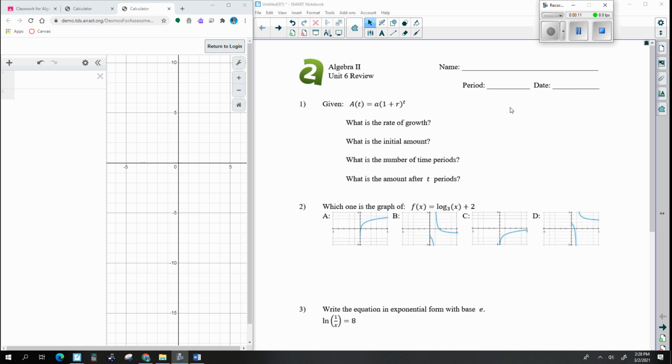So here we go. The rate of growth is the thing that makes the inside bigger than or smaller than 1, and so that would be the letter R. The initial amount is the little letter A. The number of time periods is T, and the amount will be A times R to the T.